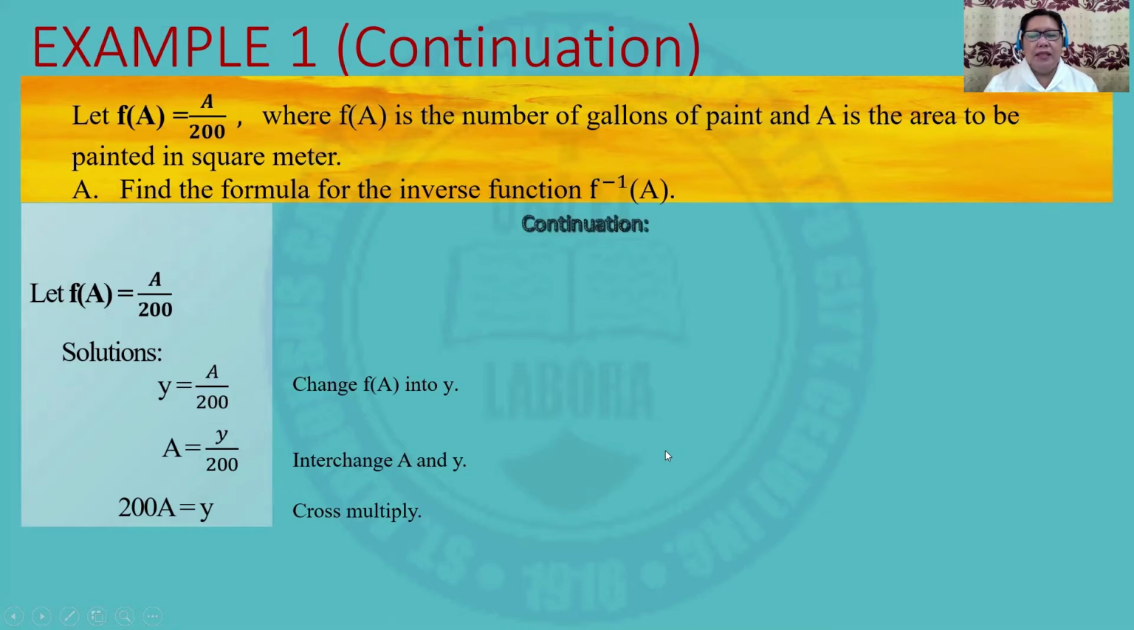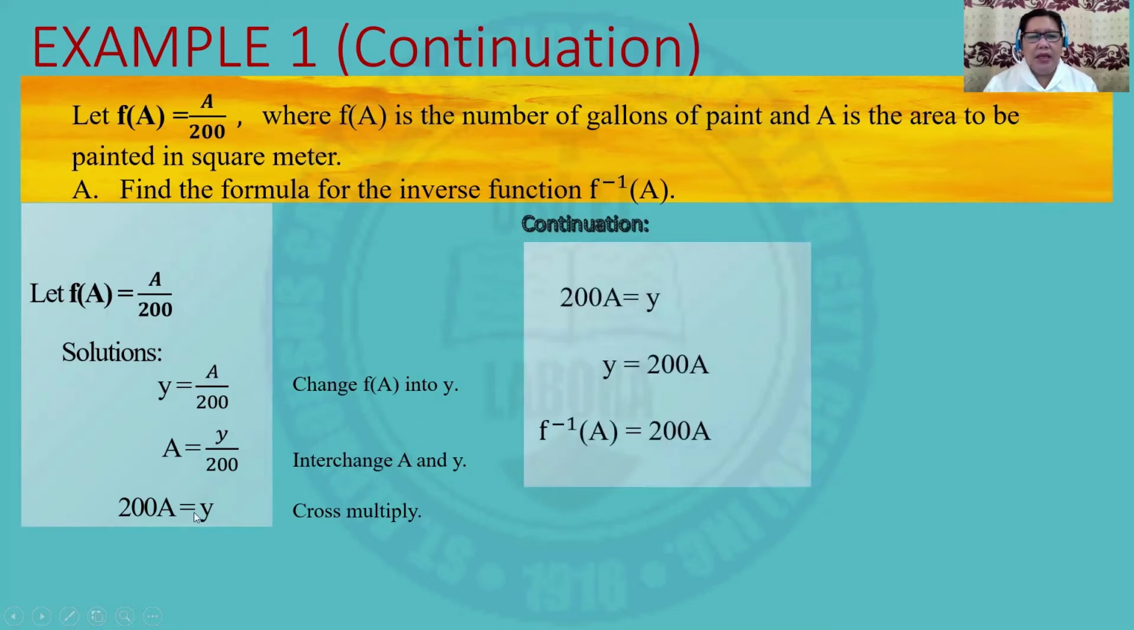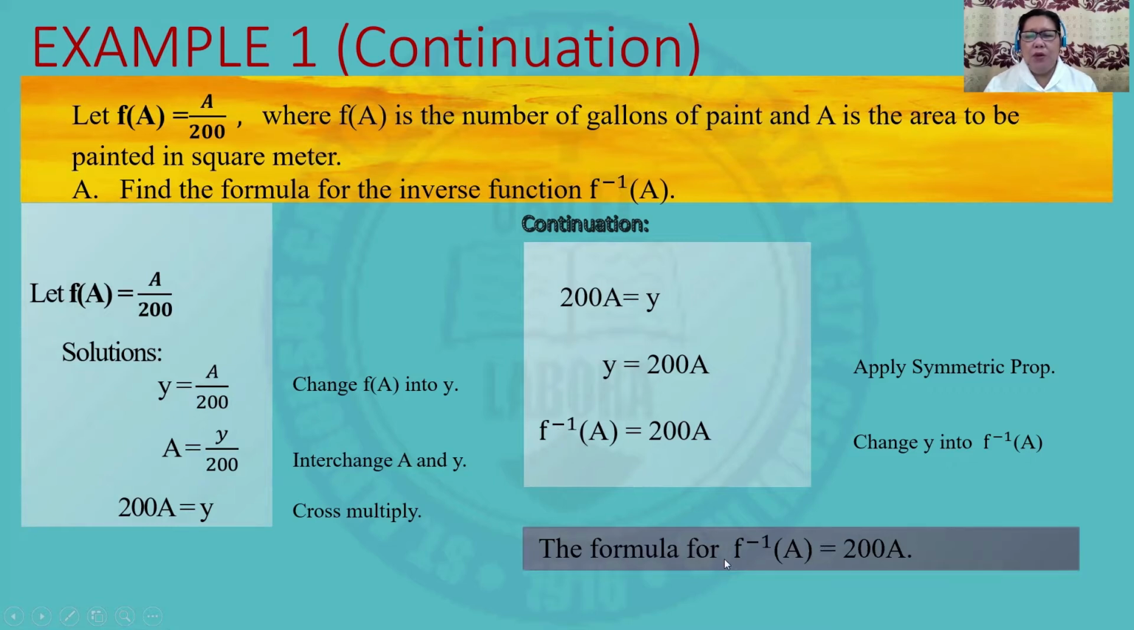And then let's continue. We have here 200a equals y. So all you have to do is to apply the symmetric property of equality. So you start writing y equated to 200a. And then change y into f to the negative 1 of a. So from y, it becomes now f to the negative 1 of a is equal to 200a. Therefore, the formula for f to the negative 1 of a is equal to 200a.